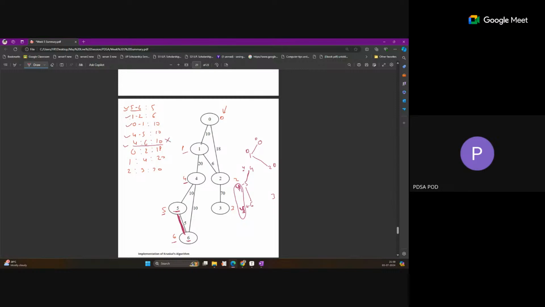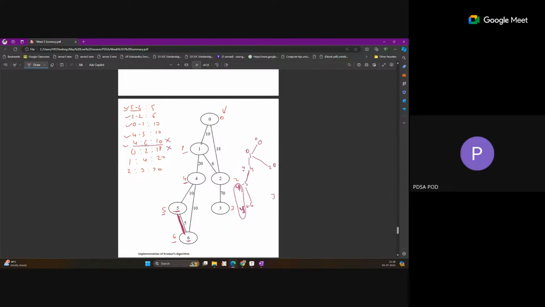So 0 to 2, you can again see the component of 0 is 0 and 2 is also 0. Again, this will also create a cycle, so we will not consider it. And 1 to 4: the component for 1 is 0 and the component for 4 is 4. So both components are different, so now we will update this.